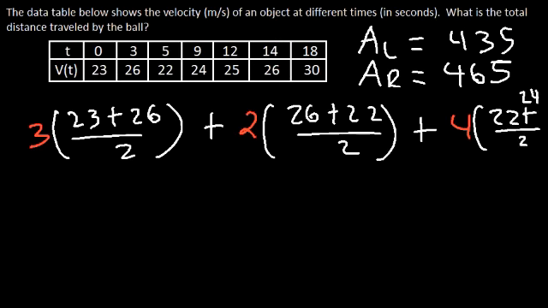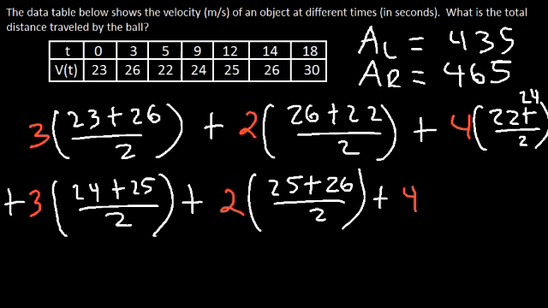And between 12 and 14, we're going to use 25 and 26. So 12 to 14 differs by 2. Then it's going to be 25 plus 26 divided by 2. And for the last part, between 14 and 18, we're going to average 26 and 30. So the difference between 18 and 14 is 4. And then it's going to be 26 plus 30 divided by 2.